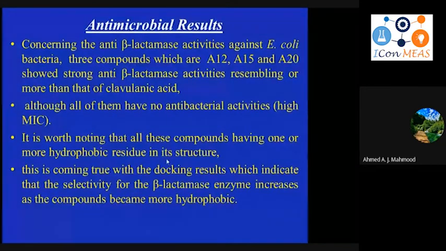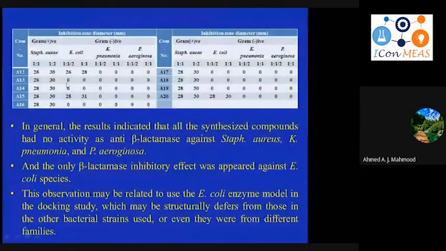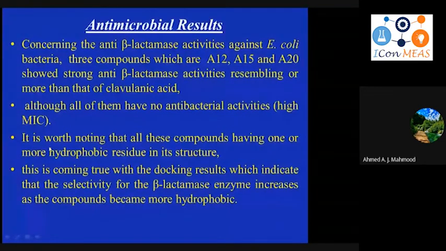Concerning the anti-beta-lactamase activity against E. coli bacteria, three compounds, A12, A15, and A20, show strong anti-beta-lactamase activity resembling or more than that of clavulanic acid, as shown in the table. It is worth noting that although all of them have no antibacterial activity, they have high MIC. It is also worth noting that all these compounds have one or more hydrophobic residues in their structure.